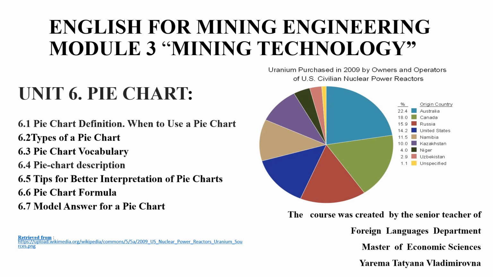So, Unit 6, pie chart. It includes information about 6.1, pie chart definition, when to use a pie chart. 6.2, types of a pie chart. 6.3, pie chart vocabulary. 6.4, pie chart description. 6.5, tips for better interpretation of pie charts. 6.6, pie chart formula. 6.7, model answer for pie chart.